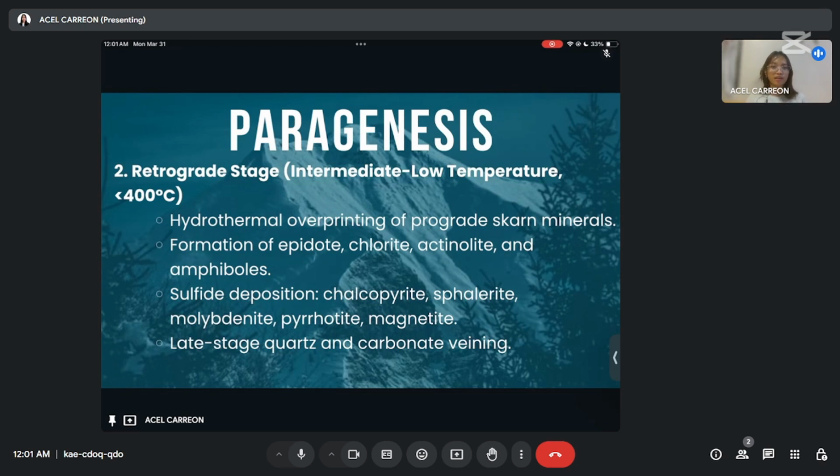or the intermediate to low temperature and occurs at less than 400 degrees Celsius. It is where the hydrothermal overprinting or the replacement of prograde skarn minerals occur. It is where the formation of epidote, chlorite, actinolite, and amphiboles occurs, and the deposition of sulfides like chalcopyrite and sphalerite occurs, and it is also called as the late stage of quartz and carbonate veining.